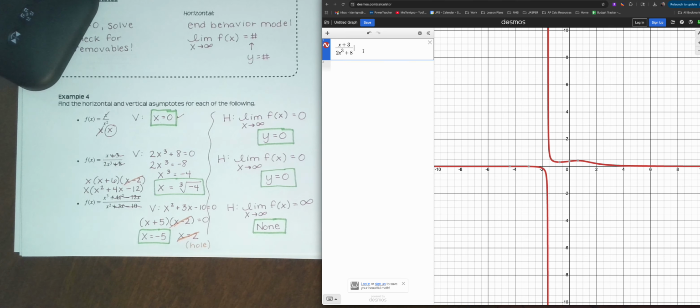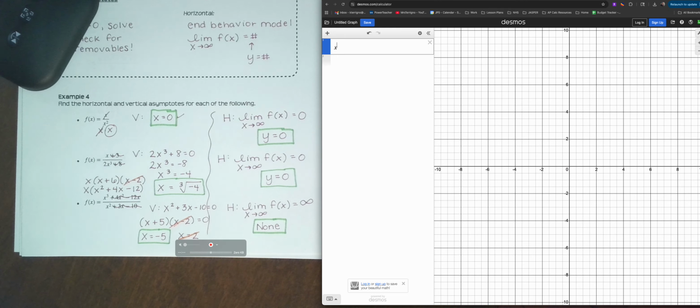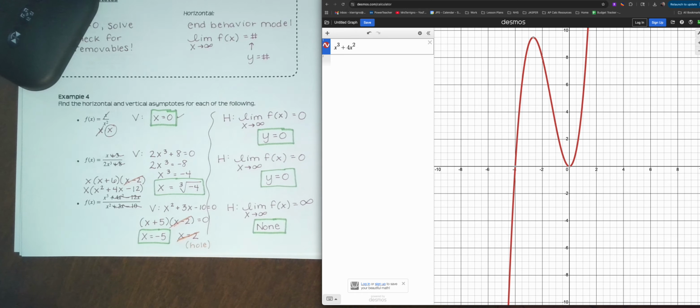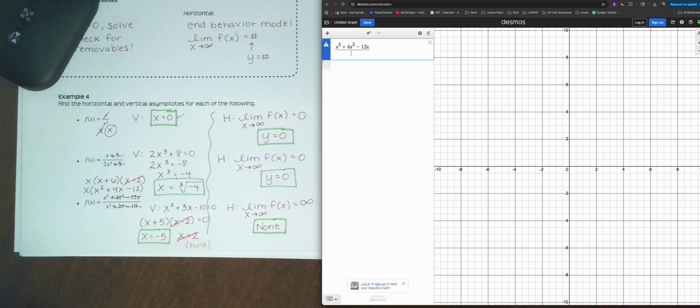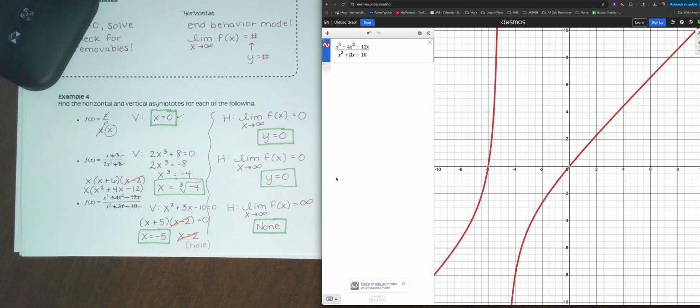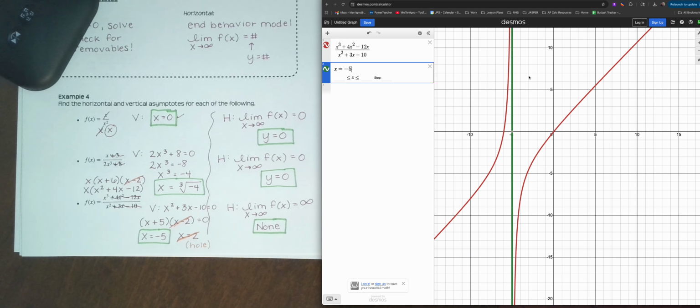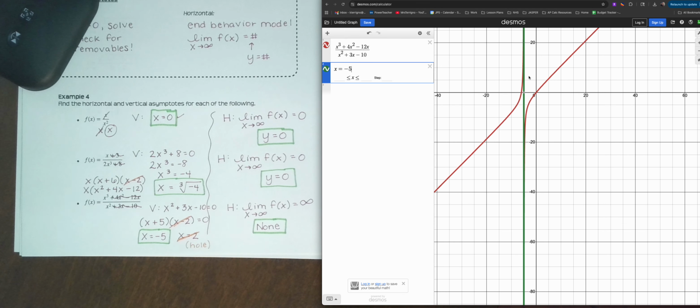And then my last one was x cubed plus 4x squared minus 12x all divided by x squared plus 3x minus 10. Oh, what's going on? X squared plus 3x minus 10. There we go. Okay, so we said vertical asymptote at x equals negative 5. Let's see that. That looks about right. Okay, so where that green line is, you're seeing that vertical asymptote behavior, top and bottom.